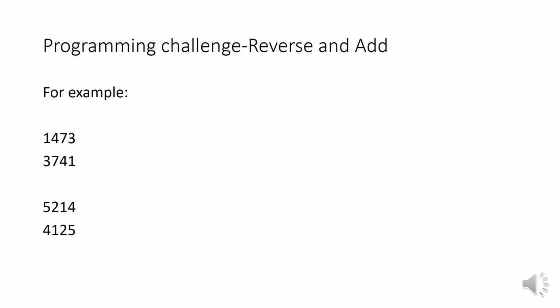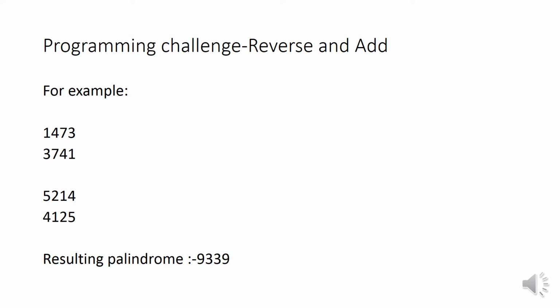Is 1473 a palindrome? No. So we reverse it, that is 3741. Again we add those two numbers, and we get 5214. Friends, that 5214 is also not a palindrome number. So we reverse it, 4125. Then we get 9339. So friends, 9339 is a palindrome number. Up to that level we have to execute our program.